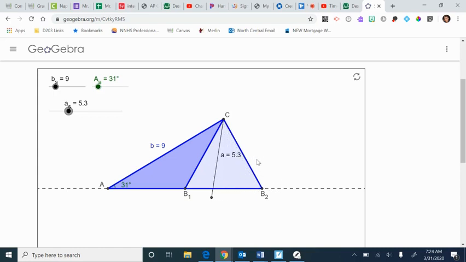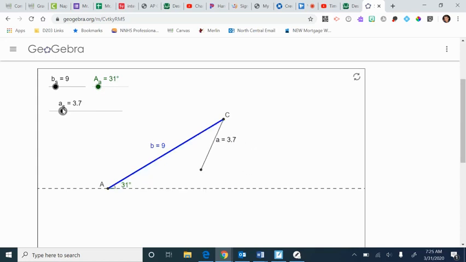Both of those triangles have the same 3 given pieces of information. They both have an angle of 31. They both have a side length of 9. And they both have a side length segment of 5.3. So if this segment here is long enough to intersect that baseline, it potentially could create 2 triangles. It's really just an arc, so wherever it crosses that line, that's where those 2 triangles exist.